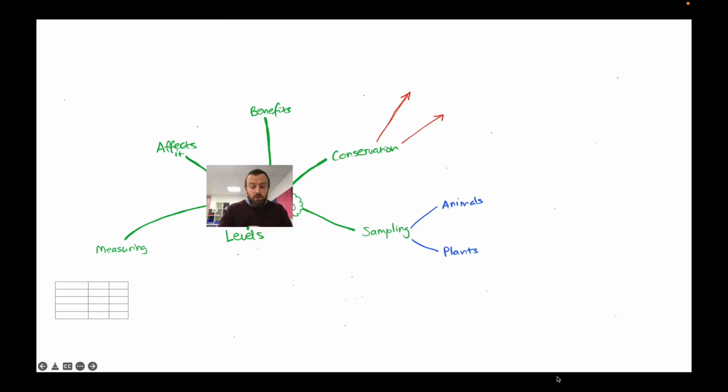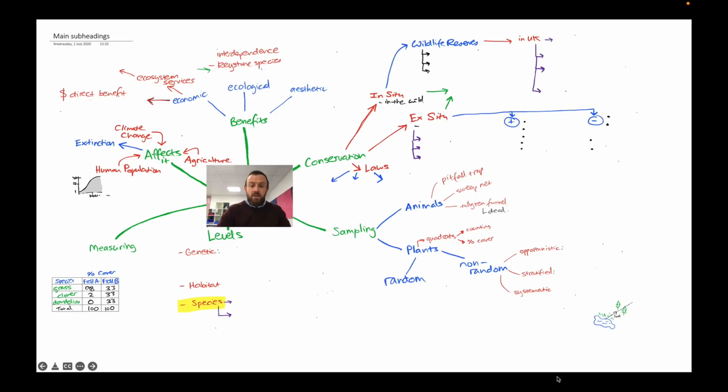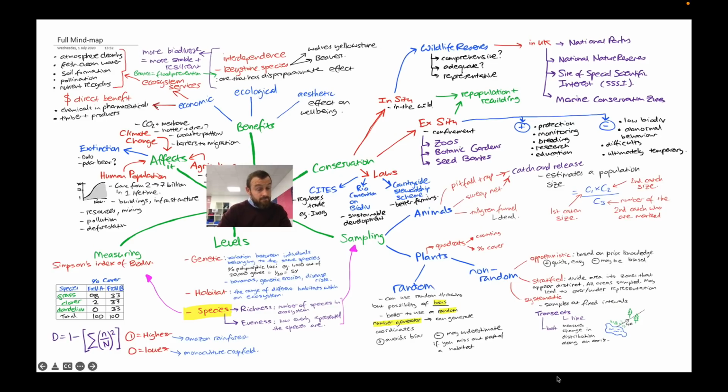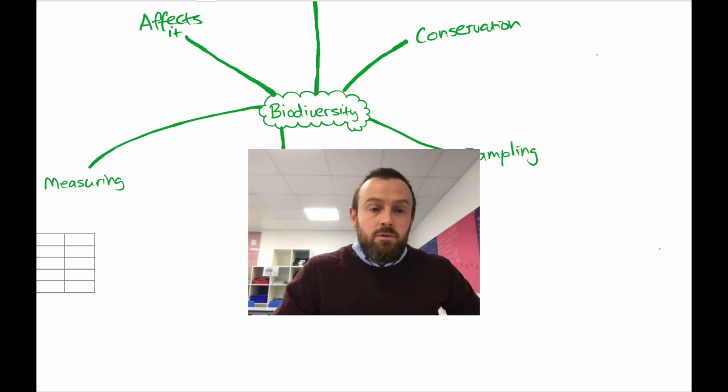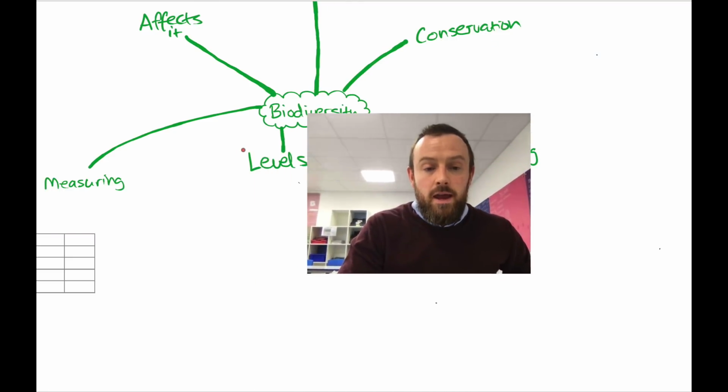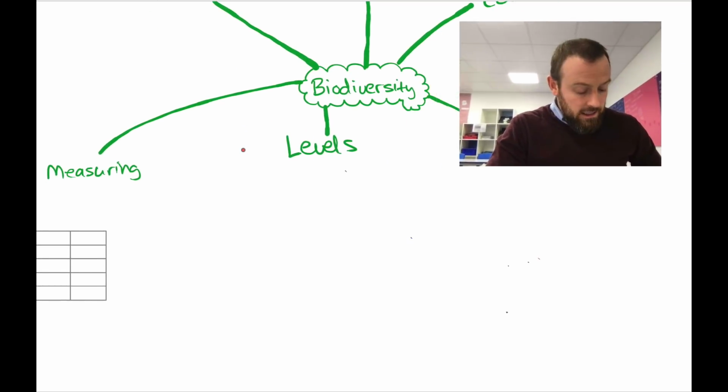And I'll give you a little sneak preview because I've already done this mind map once. It's going to look a little bit like this, and then it's going to look a little bit like this. Okay, let's get started. The first thing we're going to look at is the different levels at which we can assess biodiversity, and I'm going to zoom right in so I can write clearly for you.